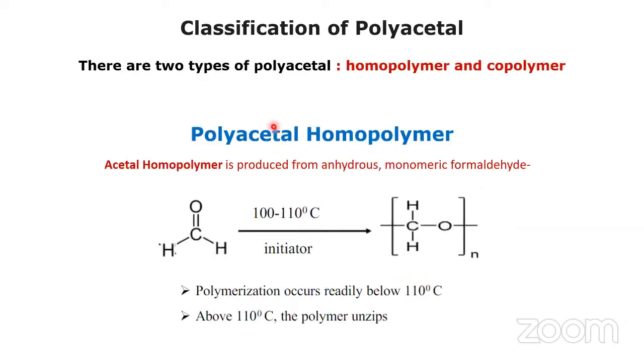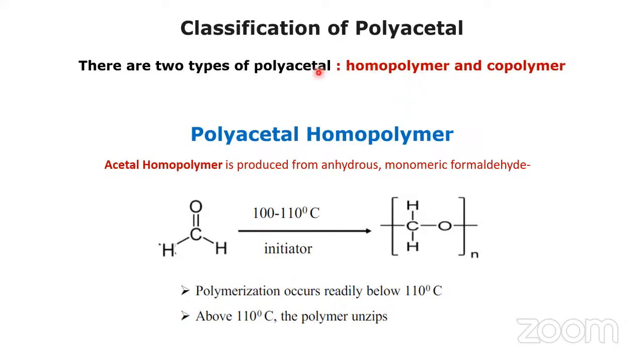There are generally two types of polyacetals. If you have studied the types of polymer, I think you have studied homopolymer and copolymer, correct? So can you tell me which polymer we can call a homopolymer?